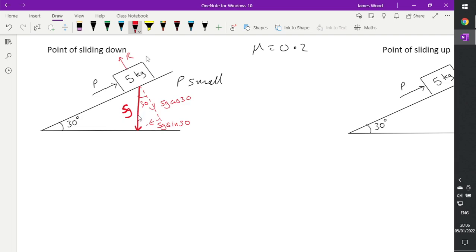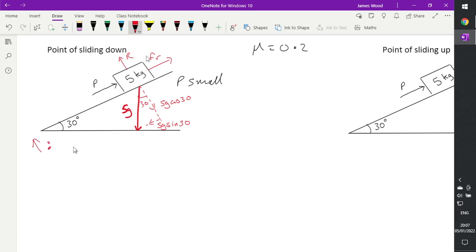The other force on here is friction. If it is on the point of sliding down, so the object wants to move down, then friction must act upwards. It wants to slide down, so friction is trying to stop it. Remember, that's what friction tries to do: it tries to slow things down, or it tries to stop them. So friction is going to go up in this case. What we need to do now is resolve to find R, because then we can find what friction is, and then we can resolve parallel to the slope.